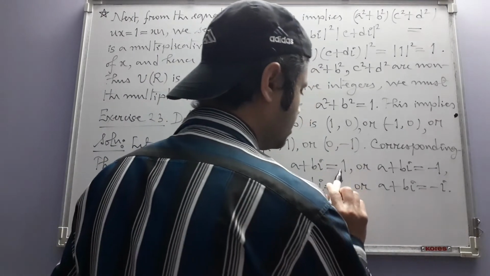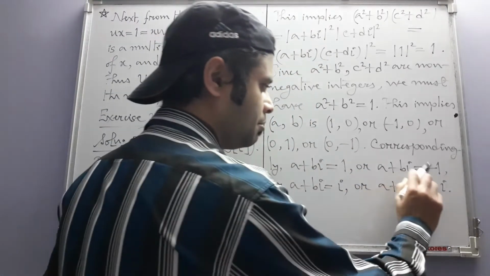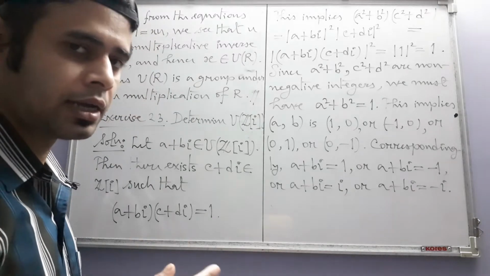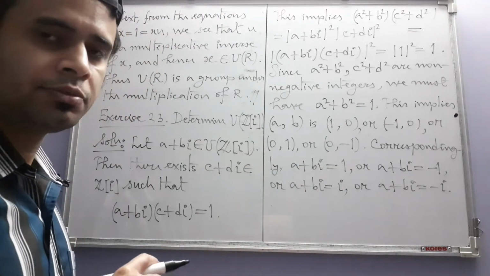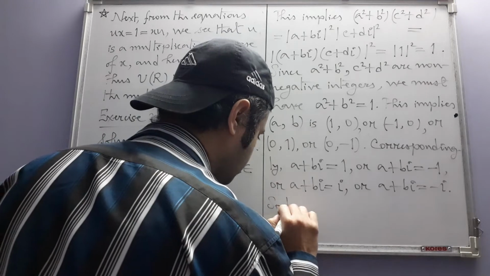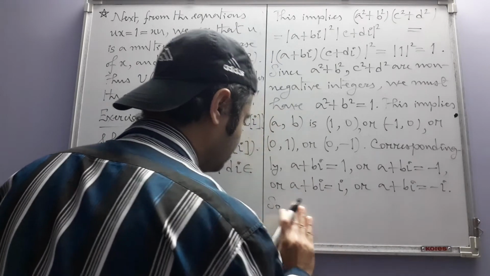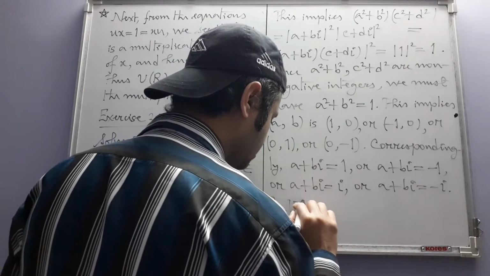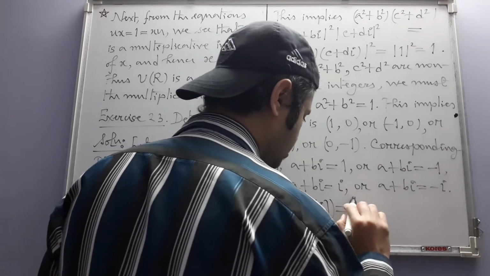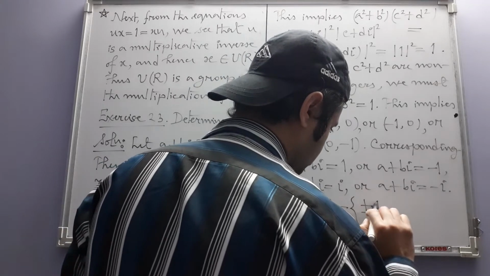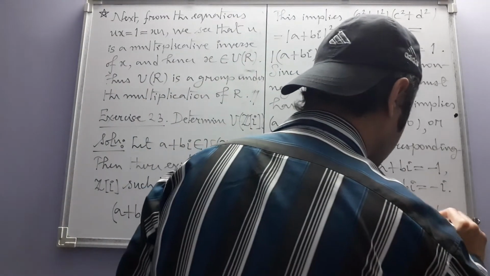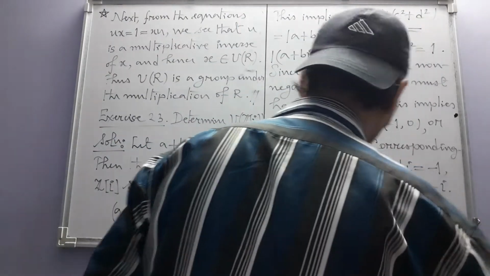Why? 1 is a unit because 1 is a unity. Minus 1 is a unit because minus 1 times minus 1 is 1. And i and minus i are units because each one is a multiplicative inverse of the other. And they are the only possible units. So, in fact, because we are determining this group, we can write like this. So this is the group of units of the ring of Gaussian integers.